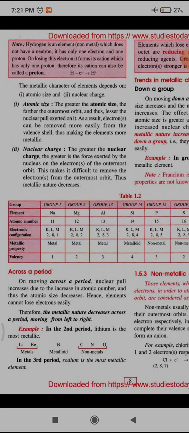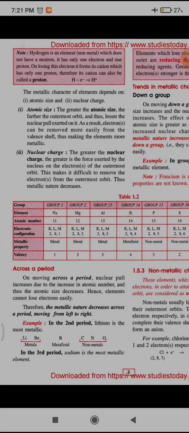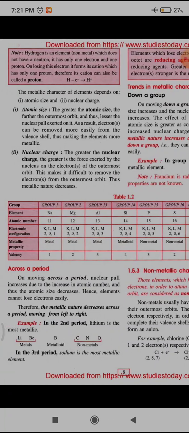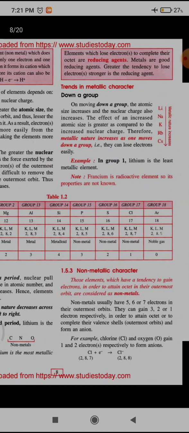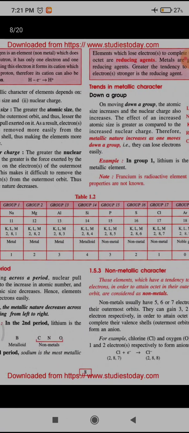So all of you just see table 1.2. Okay, variation we will read later on. First you see this table. This is group 1 to group 18. You just see the valence electrons everywhere, 1, 2, 3, 4, and it is increasing only. Now you see the metallic and non-metallic character.